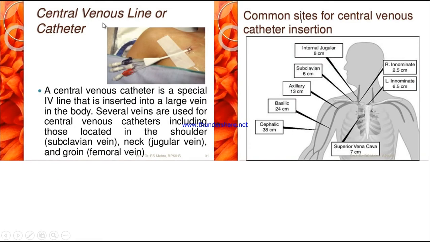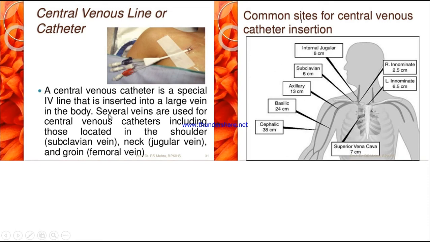Next is the CV line catheter, the central venous line catheter. A central venous catheter is a special IV line. You can see here this is being inserted into the subclavian vein. The CV catheter is a special IV line that is inserted into a large vein.